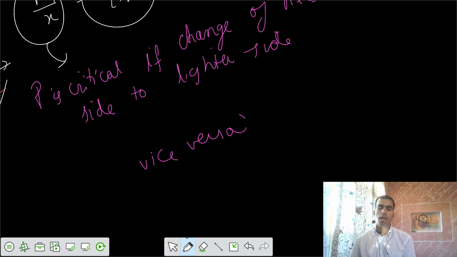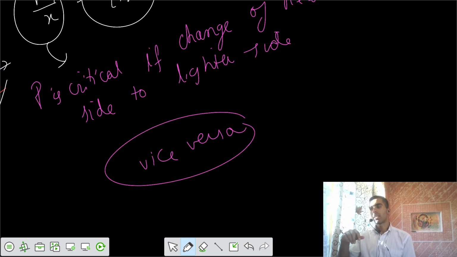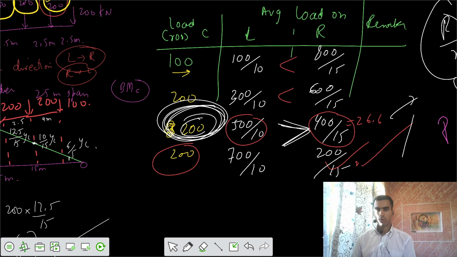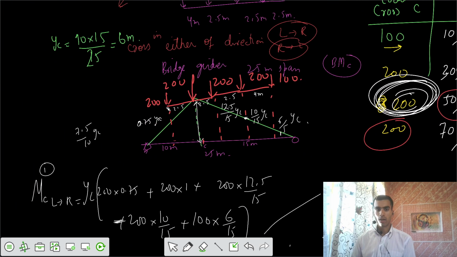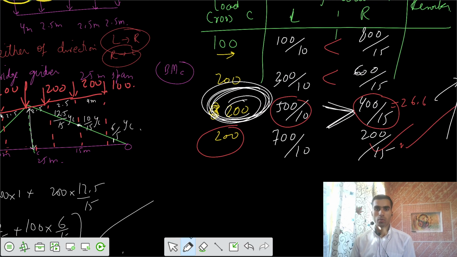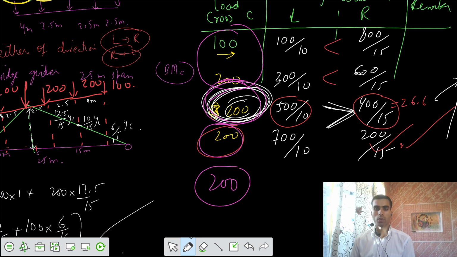That means your heavier side becomes lighter and lighter side becomes heavier, because we have change of sign of that average load. Then accordingly we can say your second 200 kilonewton is critical here. So we are going from right to left, so we have to keep two loads on left side, and this one on the peak ordinate, and one more 200 was there, that we have to keep on the right side.